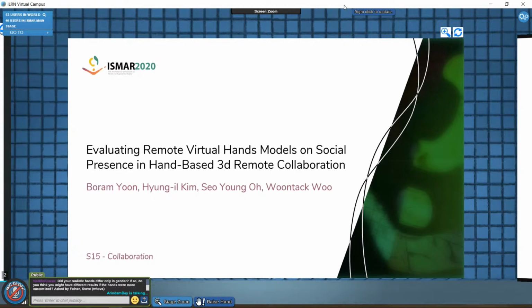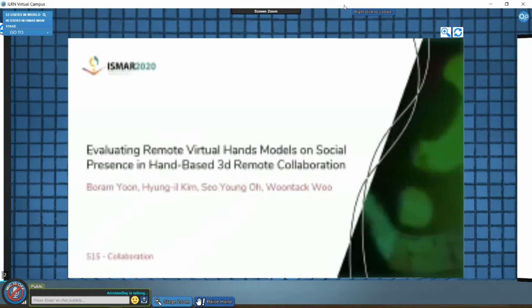So first is, I'd like to ask, how do you expect the results might change if better or even perfect hand tracking techniques are used? Asked by Connie Liu.